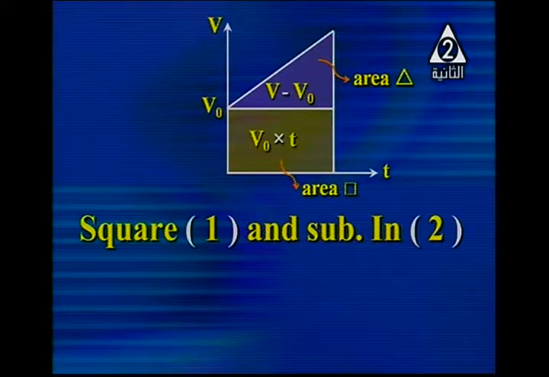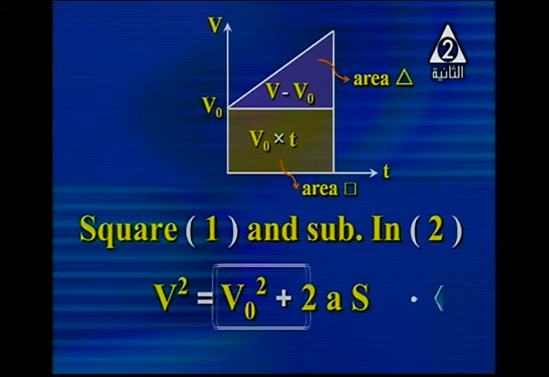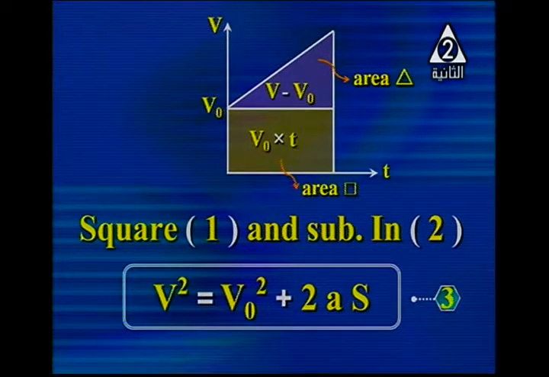Look at equation 1 and substitute equation 1 in equation 2. We find the relation between V and V naught is V square equals V naught square plus 2AS. This rule is very important. Why? Because it gives the relation between maximum velocity and initial velocity by using acceleration A and distance S. Remember, dear student, this equation or this rule is very important.